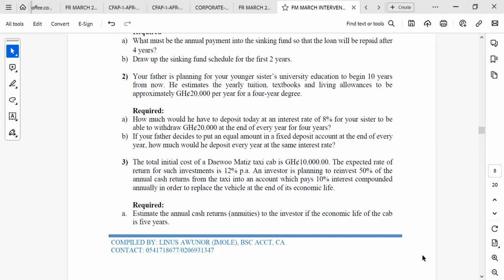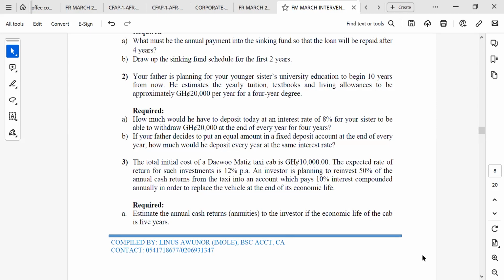That 66,240 is not today, because you will not start withdrawing today. You start withdrawing from the 11th year, so that amount is at the beginning of the 11th year. So how much should you put in the account today so that at the end of the 10th year, you'll have the 66,240? You will now present value that one using the 8%. That's how you go about it.